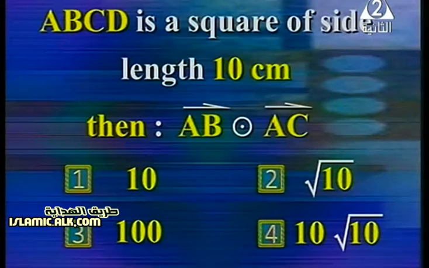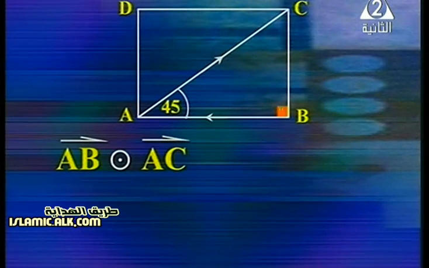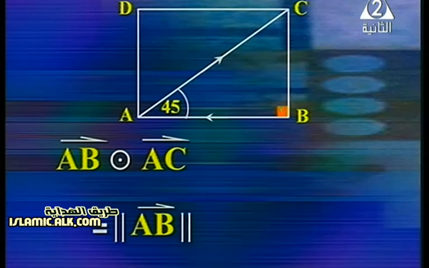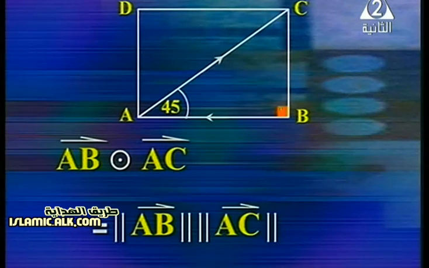Dear student, AB vector and AC vector are two vectors that have the same starting point but different directions. Look at AB and AC, the angle between them is 45 degrees. Then AB dot AC equals the norm of AB times the norm of AC times the cosine of the angle between them. What is the angle between them? 45.